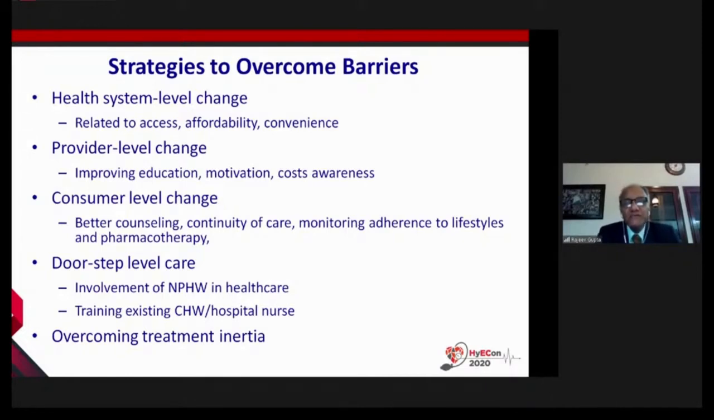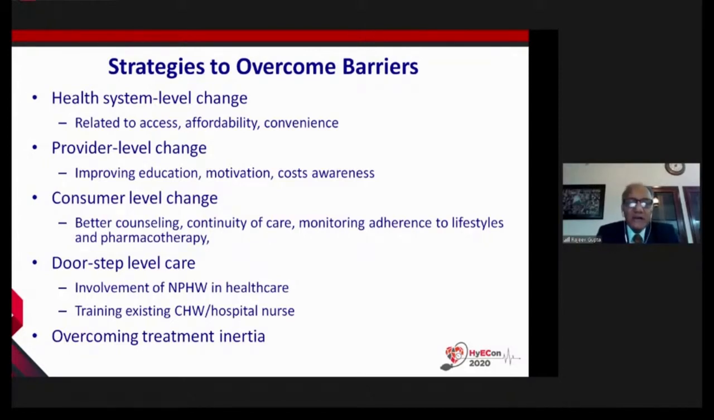Many times, even in rich people, if you give them a very expensive medication, they will take it for 2 or 3 months and then stop, or change to a lower variety of that drug or a different class of drug. So I think we need to be very aware of the costs. We need to change consumer behaviors with counseling and continuity of care.